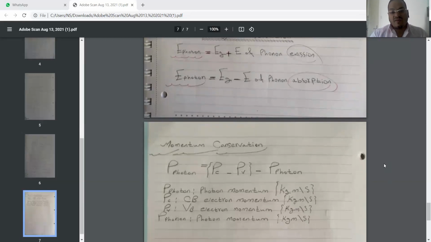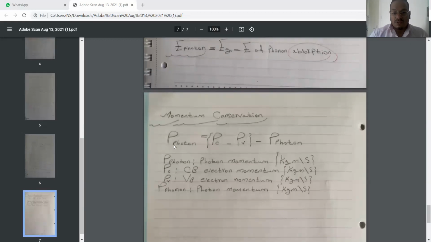Now let's find the result for momentum. Momentum: p photon equals p_C, that means at the conduction band, minus p_V, that means at the valence band, minus p phonon, the momentum of the phonon. And all of these are calculated using the same unit, kilogram meter per second. All this last information I take from the photovoltaics book by Stephen Cole.